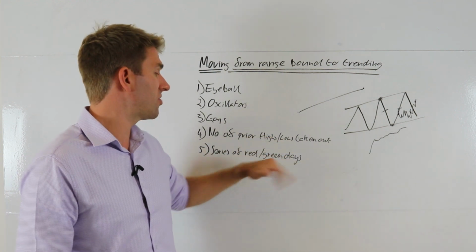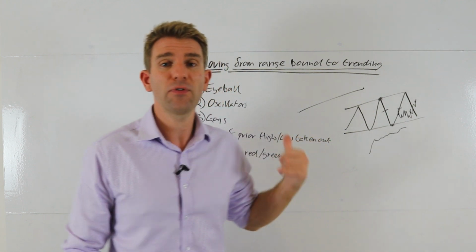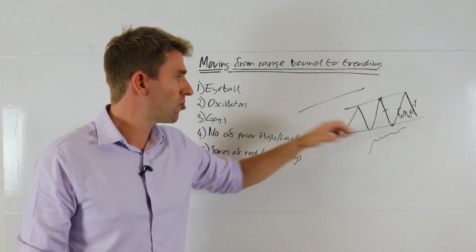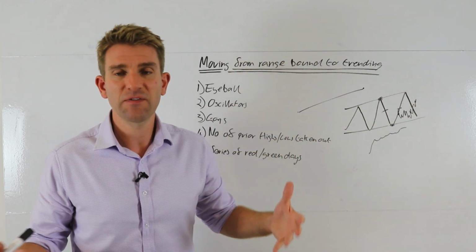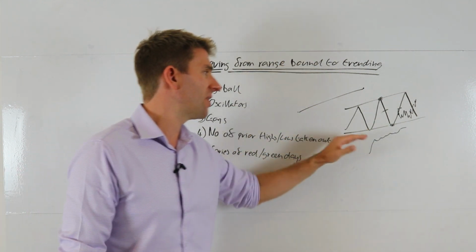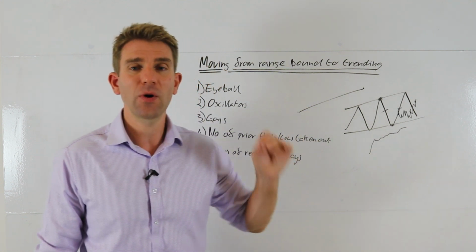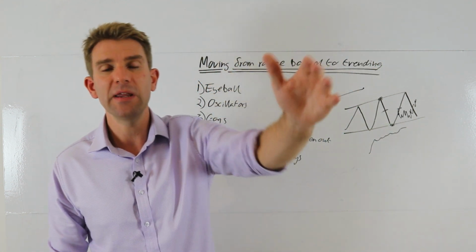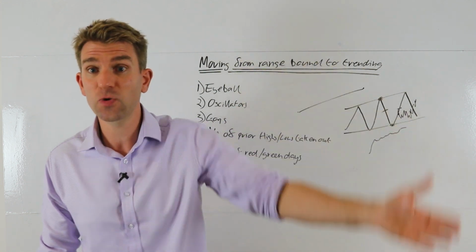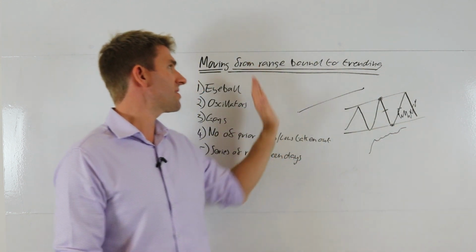Number 5, series of red or green days. Pretty easy, simple thing, but very often we forget it. Grubby candles, like red, green, a couple of green, red, green, signify a range-bound chop type of day. In a trending environment, more than likely you're going to get many candles in the same direction, a couple of reds and many greens. Often you get 15, 20 greens. Anyway, that's how we're identifying it.